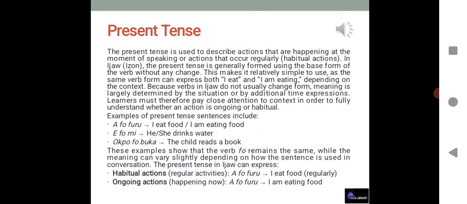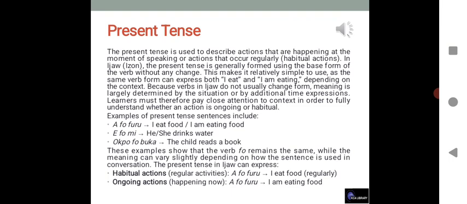The present tense is used to describe actions that are happening at the moment of speaking or actions that occur regularly, habitual actions. In Ijaw, the present tense is generally formed using the base form of the verb without any modification. This makes it relatively simple to use, as the same verb form can express both I eat and I am eating, depending on the context. Because verbs in Ijaw do not usually change form to indicate tense, meaning is largely determined by context or by the use of additional time expressions.